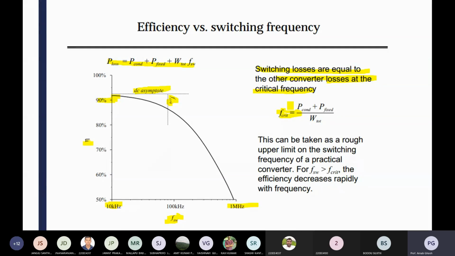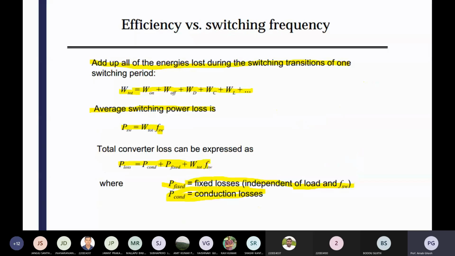If you make both of the losses equal, P losses equals P conduction plus P fixed plus W total times FSW. So if you make both of the losses equal to your W total, how do you get that switching frequency? That is your critical one. If P loss equals 0, you place them on the left side, and P conduction plus P fixed divided by W total equals FSW, we get FSW equal to F critical.